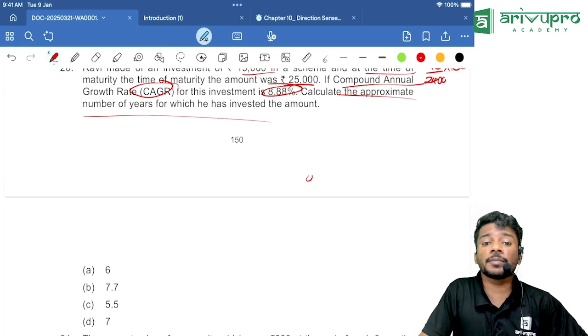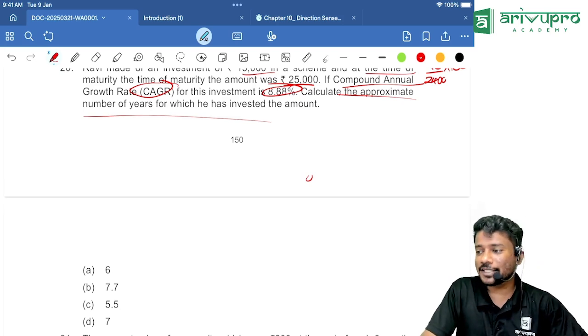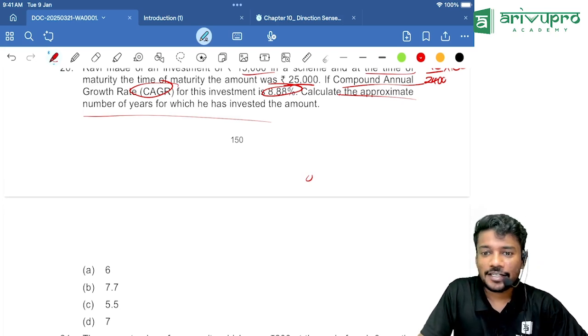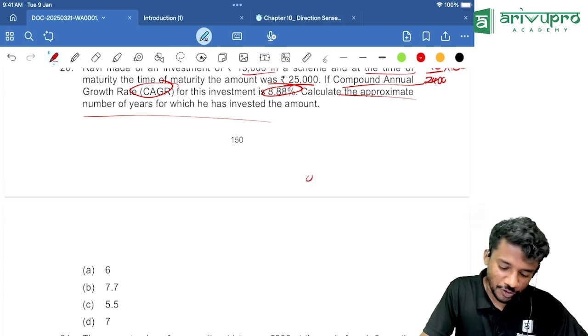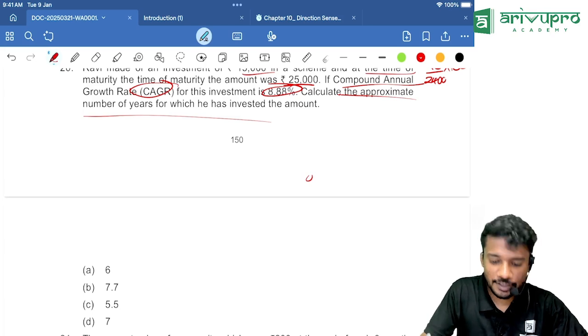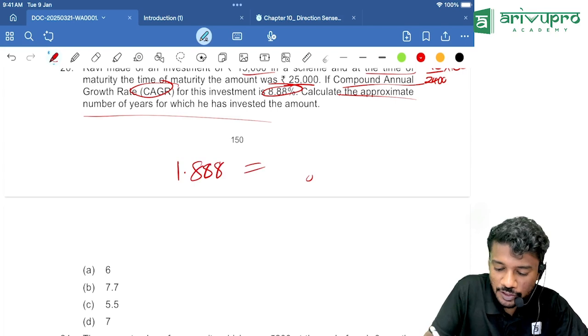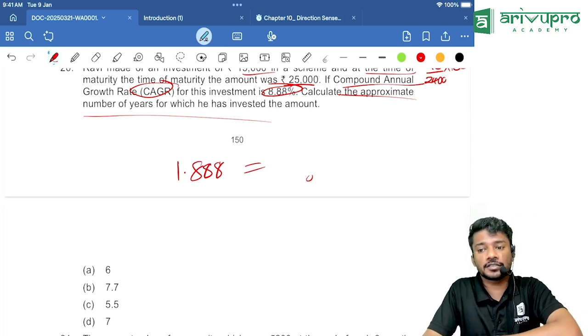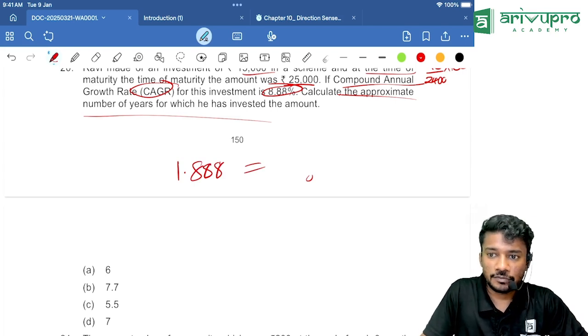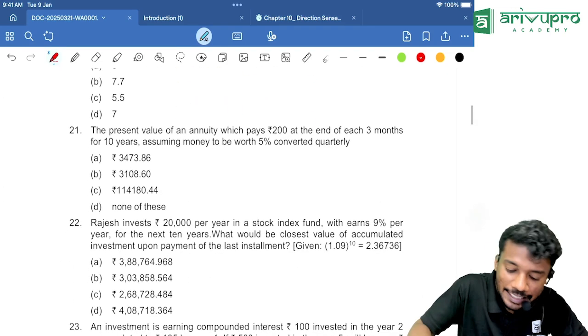Vn by V0 is how much? I'm just asking you. Vn by V0 is how much? 1.666. So which is giving that value? The right hand side will be 1.888, which is equal to Vn by V0. Okay. Fine. Yes. Look at the next question.